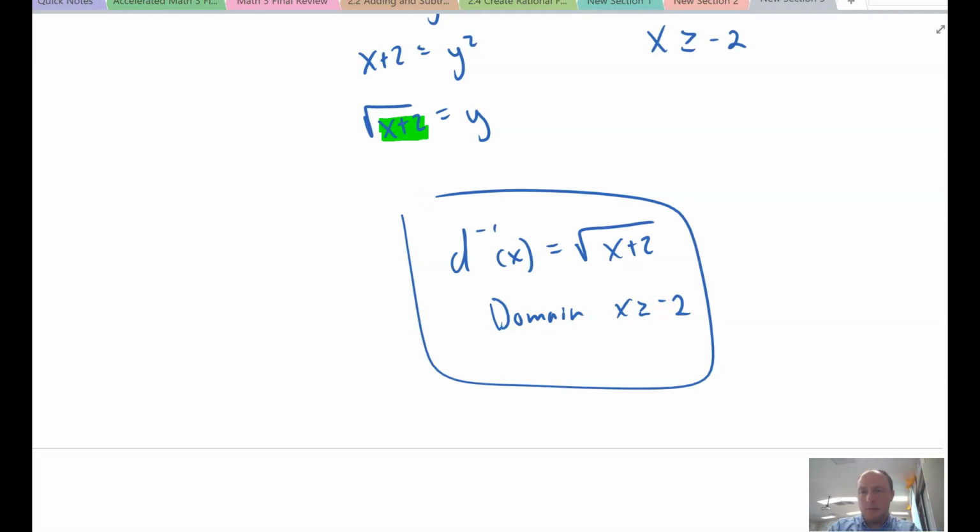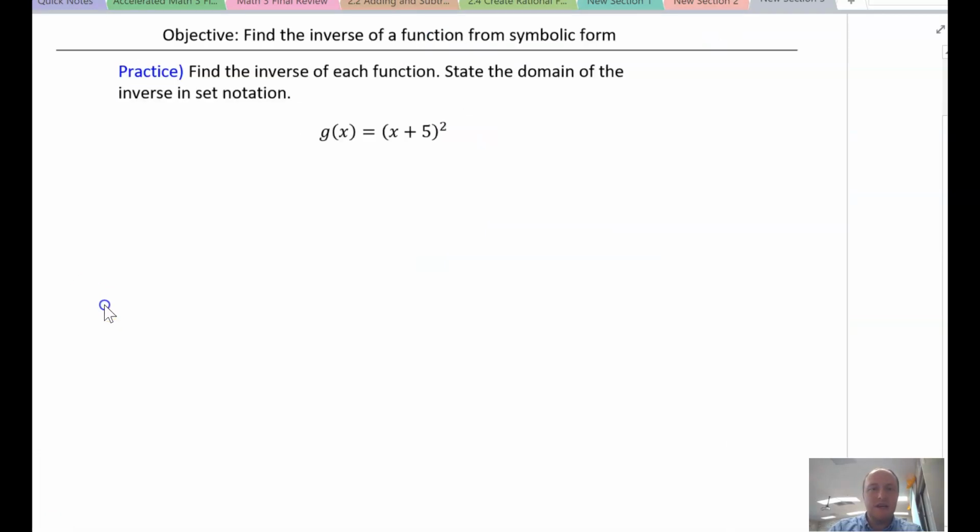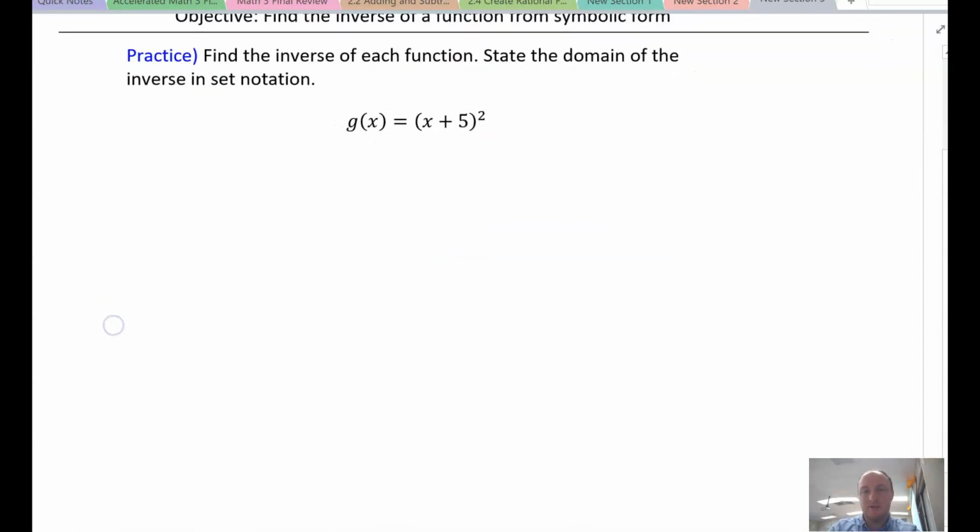All right, so I'm going to go ahead and give you guys a practice problem. Here you go: x plus 5 raised to the power of 2. Please find the inverse and state the domain of the inverse in set notation. I'll pause the video now, and I'll show you the answers in a second.